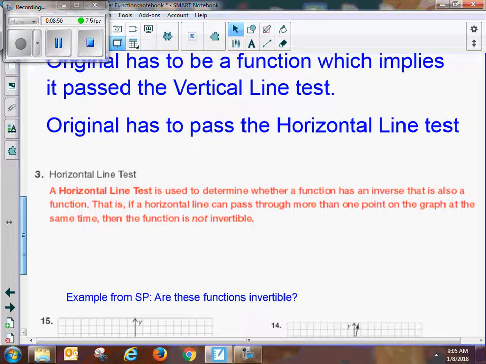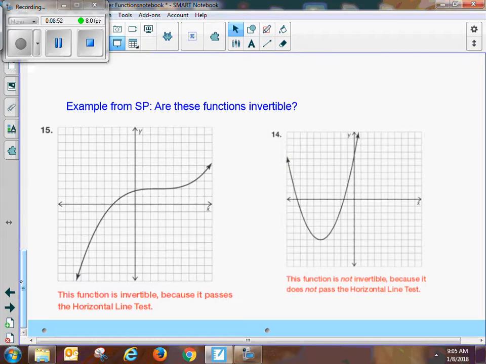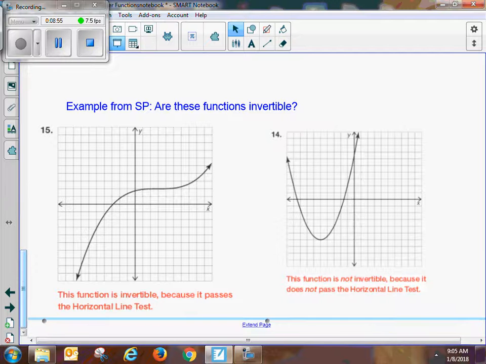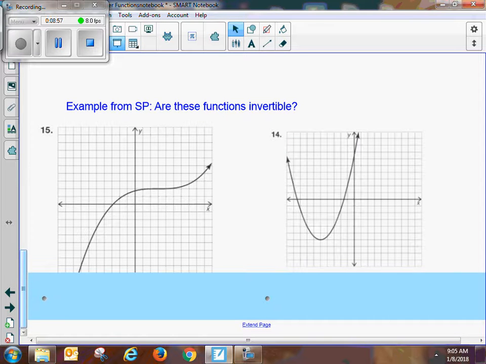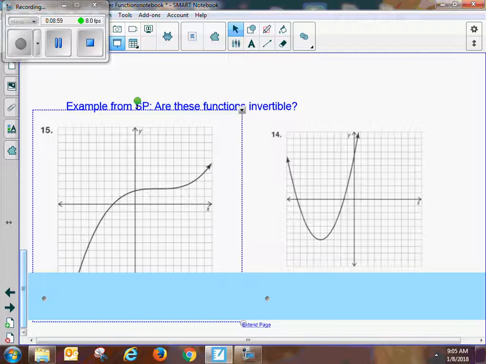We talked already about the horizontal line test. Okay, here are 2 examples. Okay, this is right from your homework. One of these is invertible, and one of these is not. Which one is invertible? 15 is. Awesome.